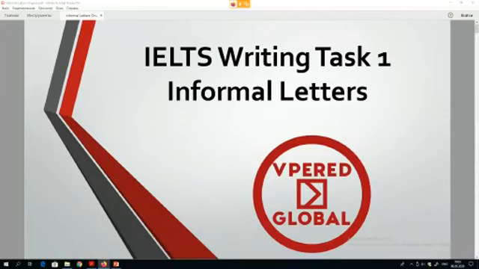Today we're going to talk about how to write an informal letter. I will try to give you some practical pieces of advice on how to do this. I will explain what four criteria I take into account. And if you have any questions you're willing to ask me, I will try to answer them at the end of my presentation.